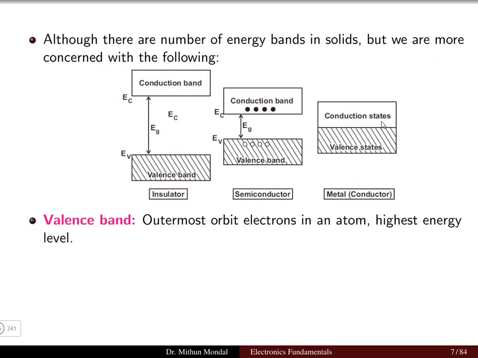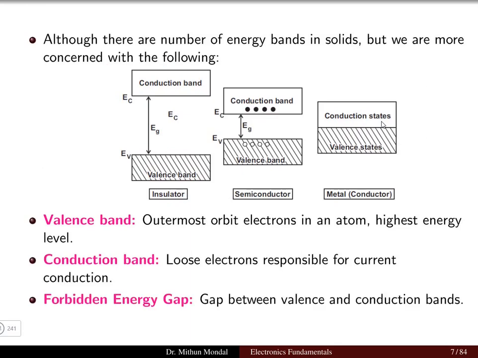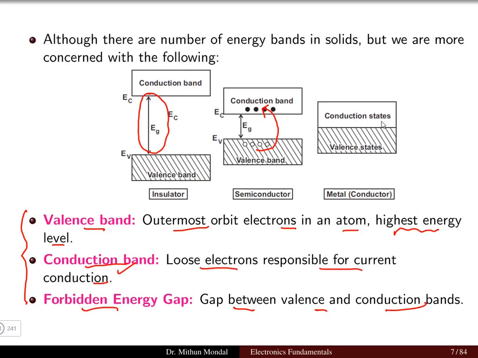So, the three most important terms associated with the energy band begin with the valence band. Valence band is the outermost orbit electrons in an atom and it is the highest energy level. When we talk about the conduction band, these are loose electrons responsible for the current conduction. So the electrons from the valence band will move to the conduction band and they will be responsible for the conduction of the current. Hence, it is the conduction band. The forbidden energy gap is the gap between the valence and the conduction band. Whatever the gap is between the valence band and the conduction band, this is known as the forbidden energy gap.